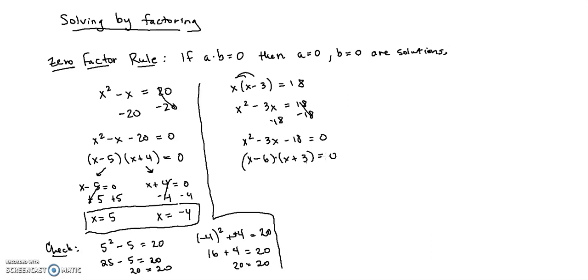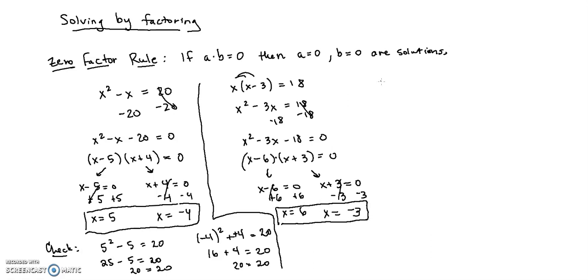Now I've got something times something equals 0, and I can break this up. x minus 6 equals 0, and x plus 3 equals 0, and I can solve for x. So I'm going to get x is equal to 6, and I'm going to get x is equal to -3. And again, you can check both of those in the original equation.